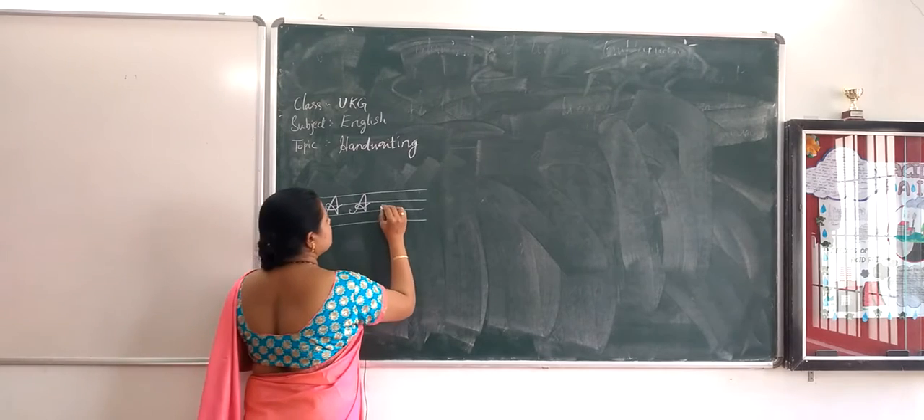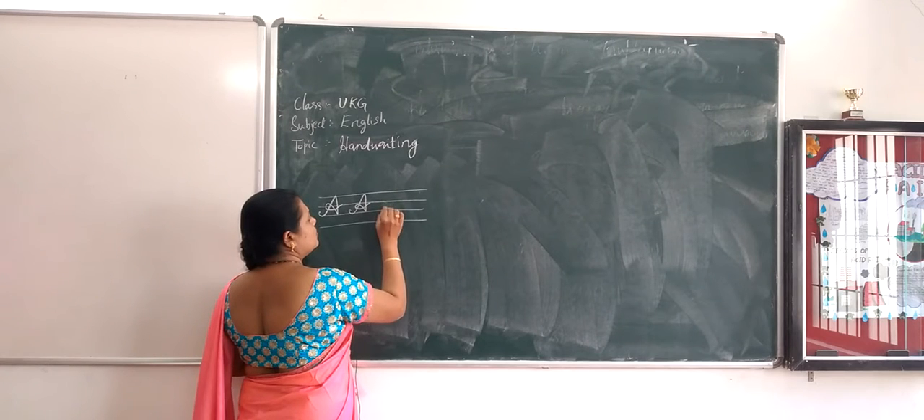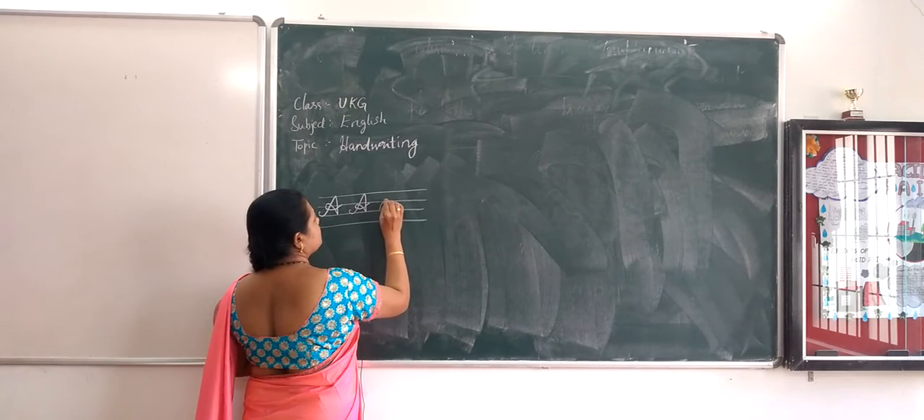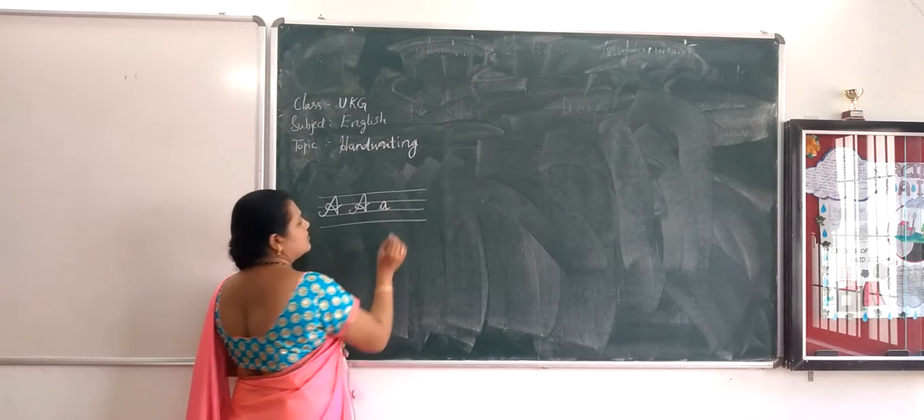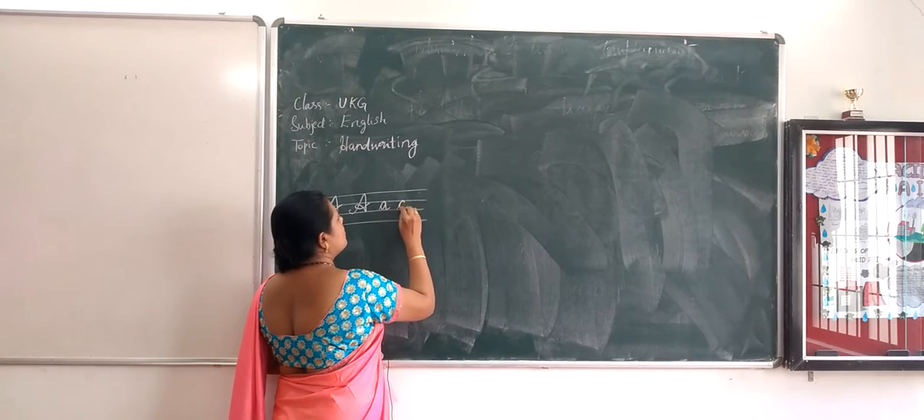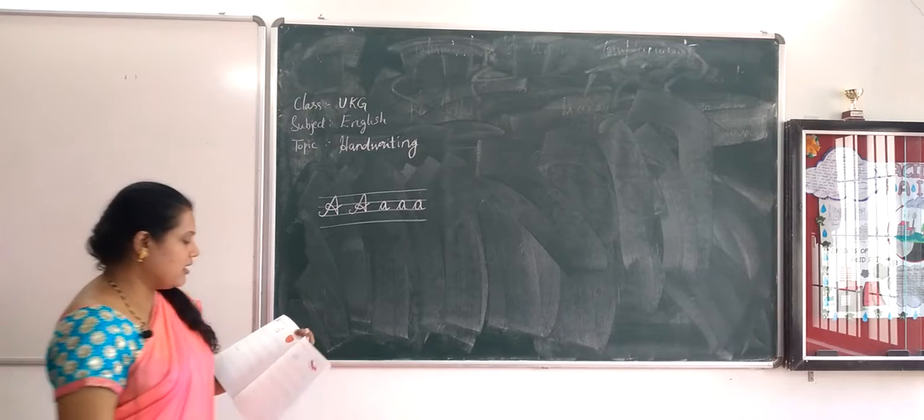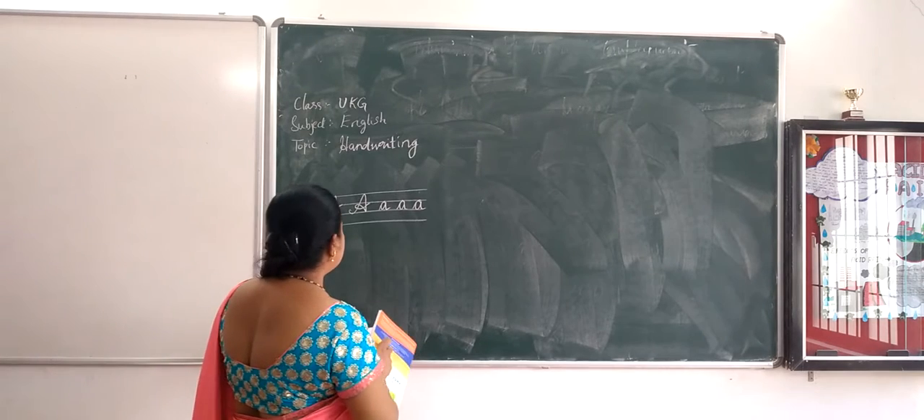Okay. How do you write the small a? That should be written within these 2 lines. See? This is how you write small a. Okay? Small a. Are you clear? Okay. Shall we write the next one?